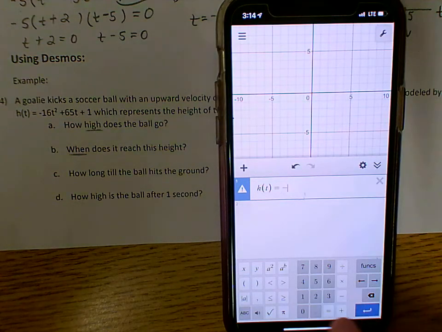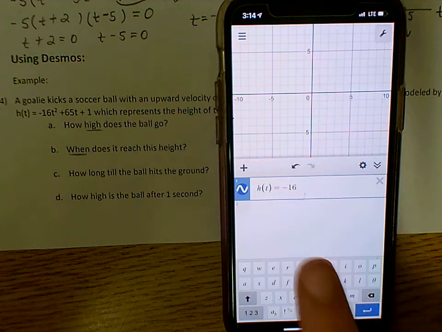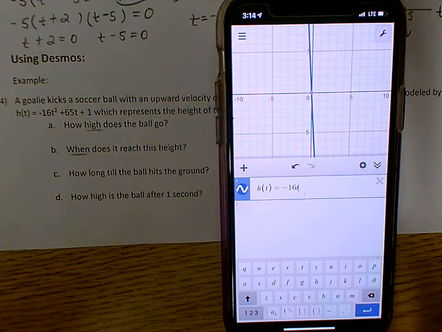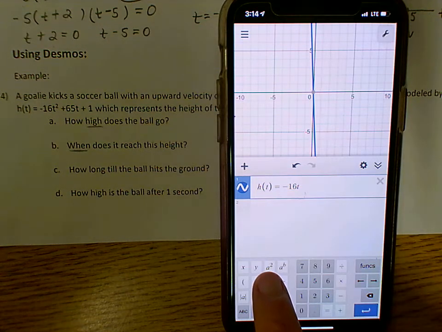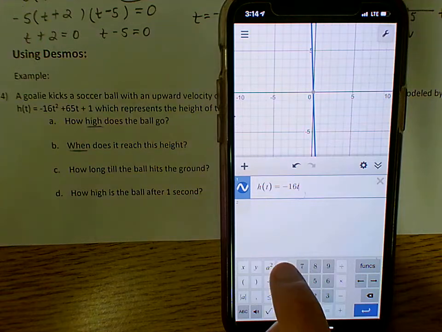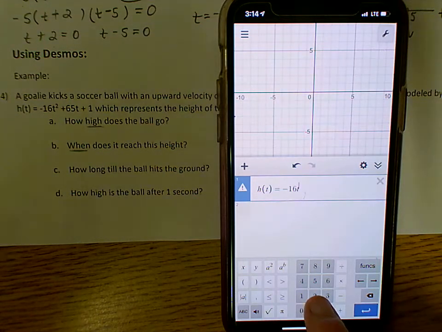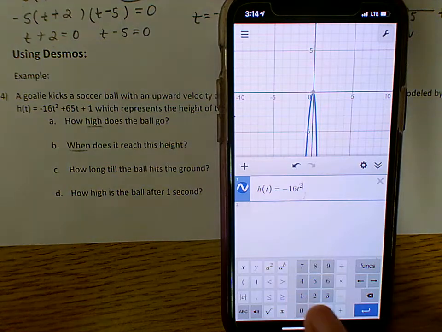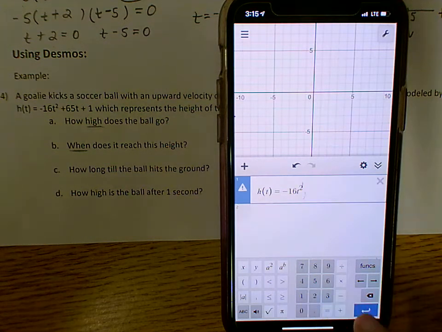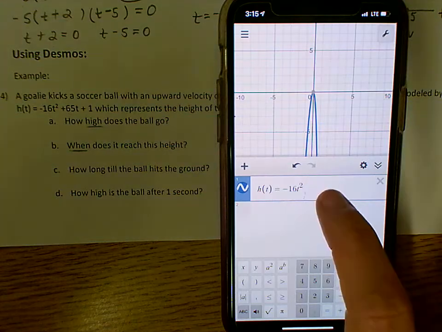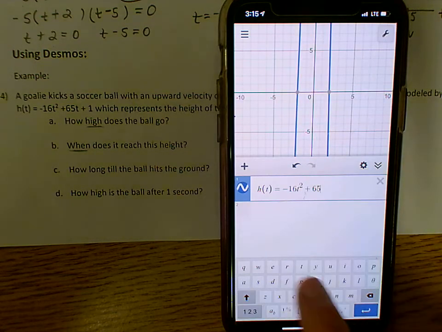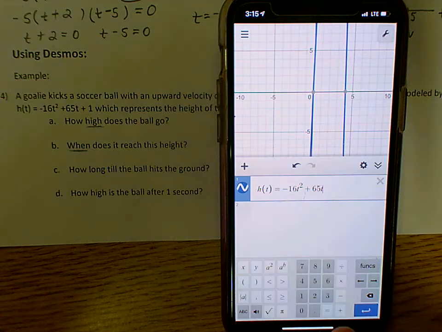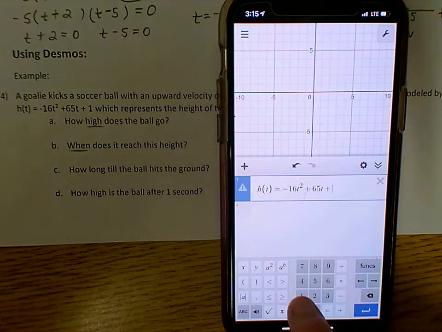So it would be negative 16x squared, or they're using a t here, so I've got to make sure that my variables match. So it'd be t squared. You can either hit the a squared button or the a to the b button, and all that does is make it an exponent. But then you have to arrow or click over so that it'll keep going and not be an exponent. Then you type in the rest, so it'd be plus 65. Notice it's graphing it as you type it, but make sure that you don't look at the graph until you actually get the whole thing typed.